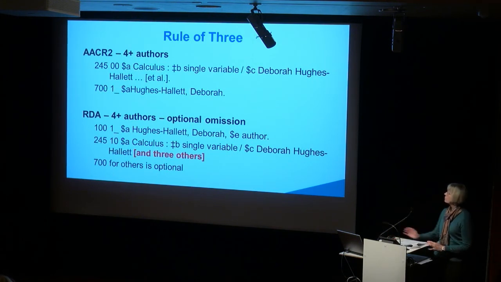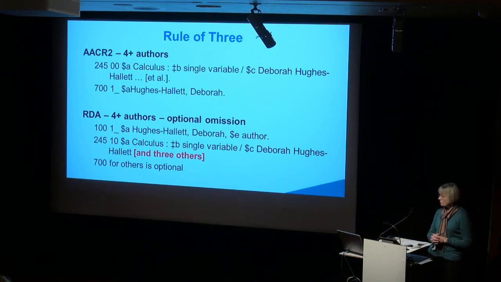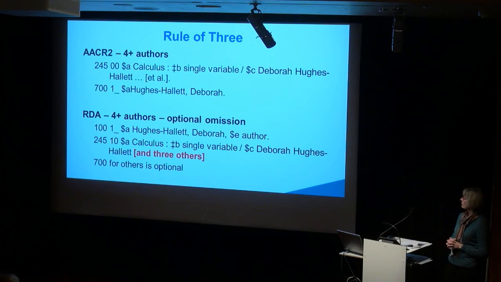But also what you can do when you have this situation is you can just put down, rather than the et al, you can put and 3 others or and 5 others or whatever. So that takes the place of the et al. And still you would keep the first named person and the 100, and you can still add 700s for the others if you want to.